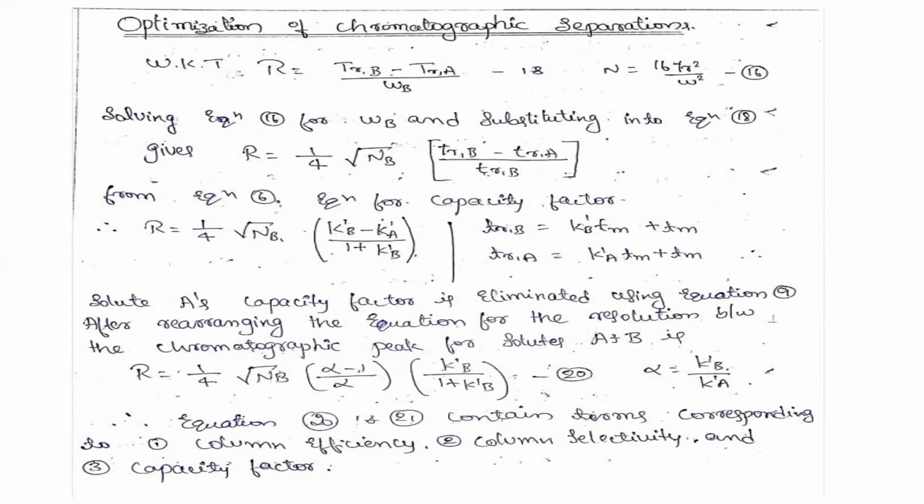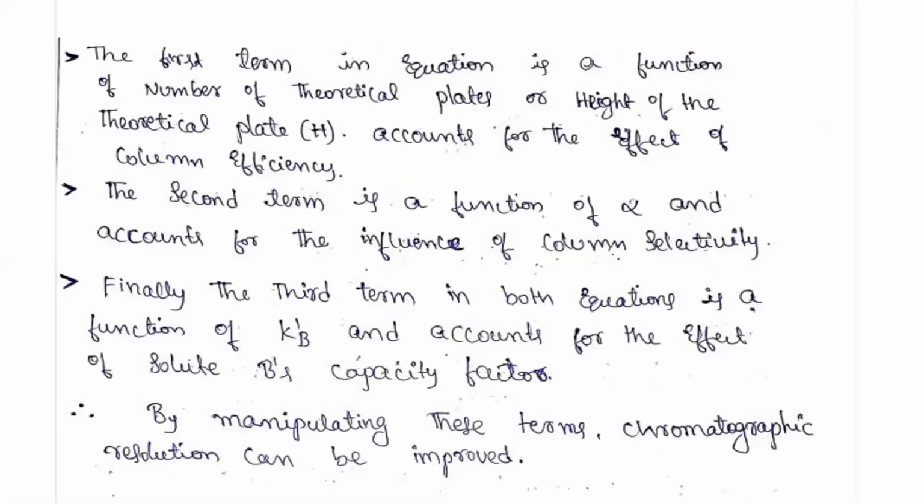The first term in the equation is a function of the number of theoretical plates, or the height of the theoretical plates H, and accounts for the effect of column efficiency. The second term is a function of alpha and accounts for the influence of column selectivity. Finally, the third term is a function of k dash B and accounts for the effect of the capacity factor. Therefore, by manipulating these terms, chromatographic resolution can be improved.